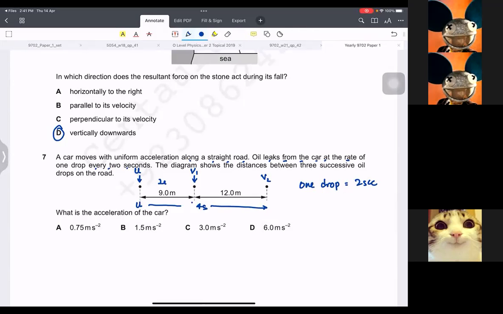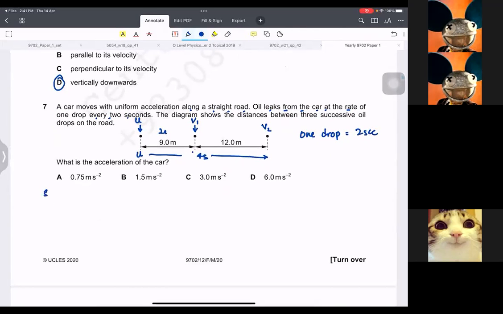That's tough actually. So let me make 2 equations. v = u + at. v is v1. Acceleration is what we need to find, and time is 2 seconds. So we have so many unknowns, right? So what I'm going to do is use s = ut + half at squared. So it eliminates something.